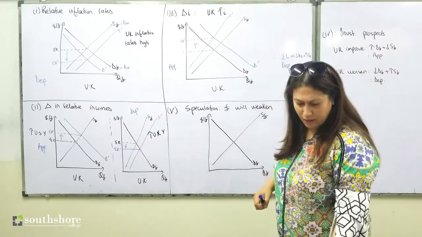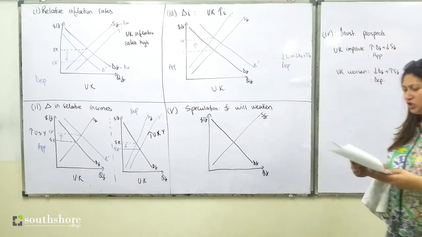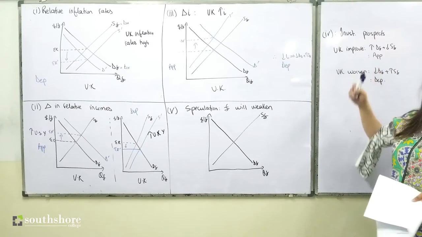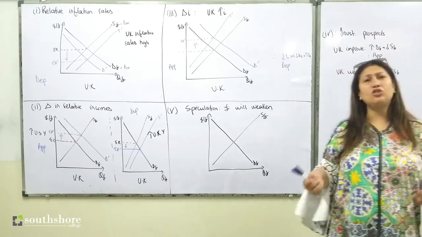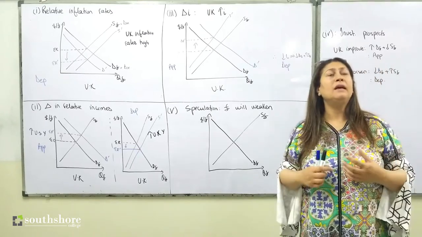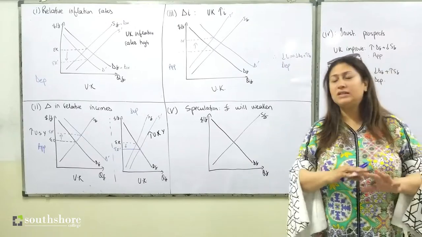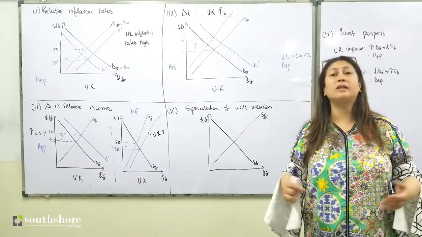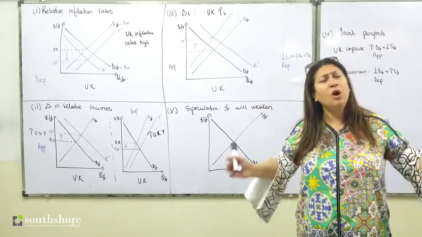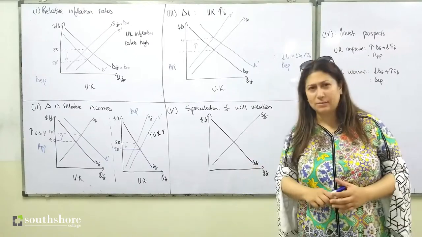I'm not giving a diagram for changes in relative investment prospects. What do I mean by investment prospects? Better infrastructure, maybe a better tax regime, anything which makes your country seem like a good place to invest in. Political stability, better infrastructure, educated workforce, like in handling machinery, etc. All of this comes under the realm of investment prospects.